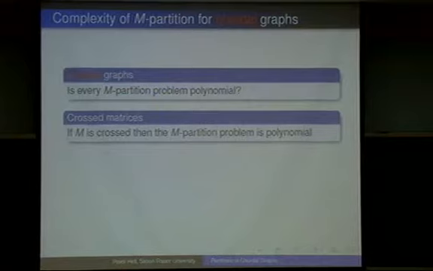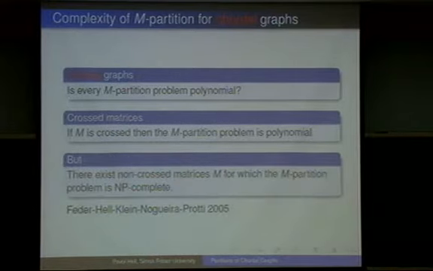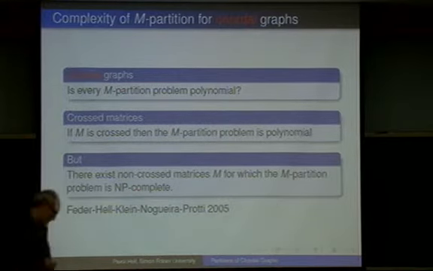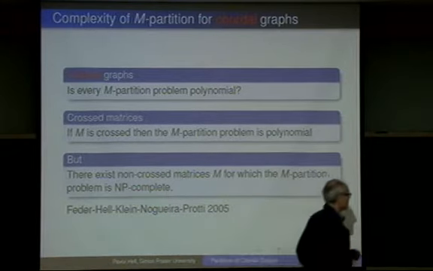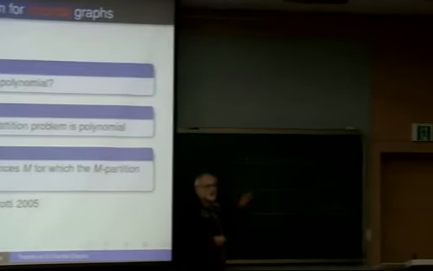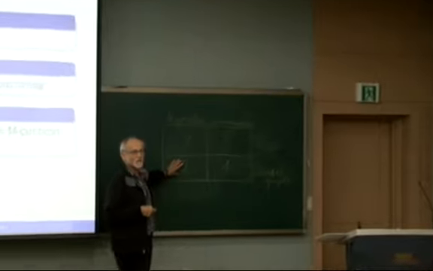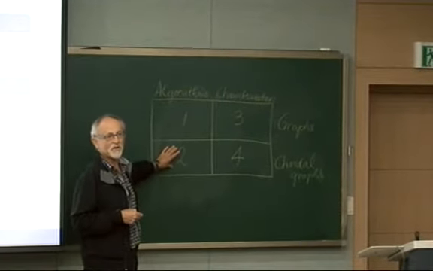Okay? So the fact is that we can prove that if the matrix is crossed, then the M partition problem for chordal graphs is solvable in polynomial time. And this includes all the examples that I have previously described. But we have also found non-crossed matrices for which the partition problem is NP-complete. Unfortunately, we know it's not true for all non-crossed matrices, but there exist non-crossed matrices for which the problem is NP-complete. So the answer to our original question is no. And we don't know which matrices have polynomial and which have NP-complete partition problems. This is region 2. An open question here is to decide what makes a matrix polynomial or NP-complete for chordal graphs.